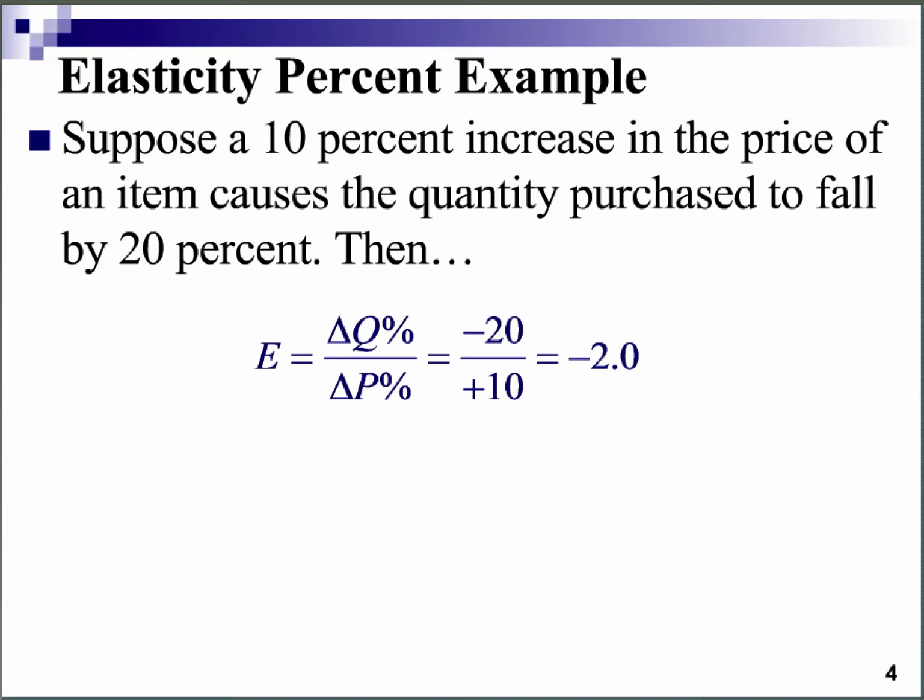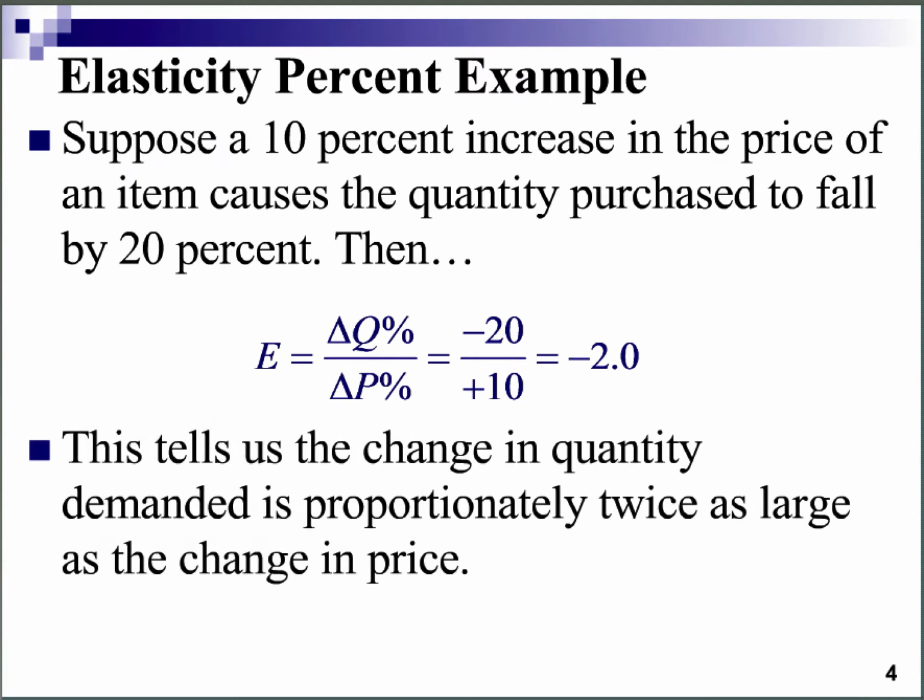The percent change in quantity demand is negative 20 on the top, and it's negative because the quantity in demand is dropping. And then we divide that by the percent change in the price increase, and that's positive because the price is going up. And so that gives me a ratio of -2. So what this basically tells me then is that the change in quantity demand is twice as large as the change in price, proportionately speaking.